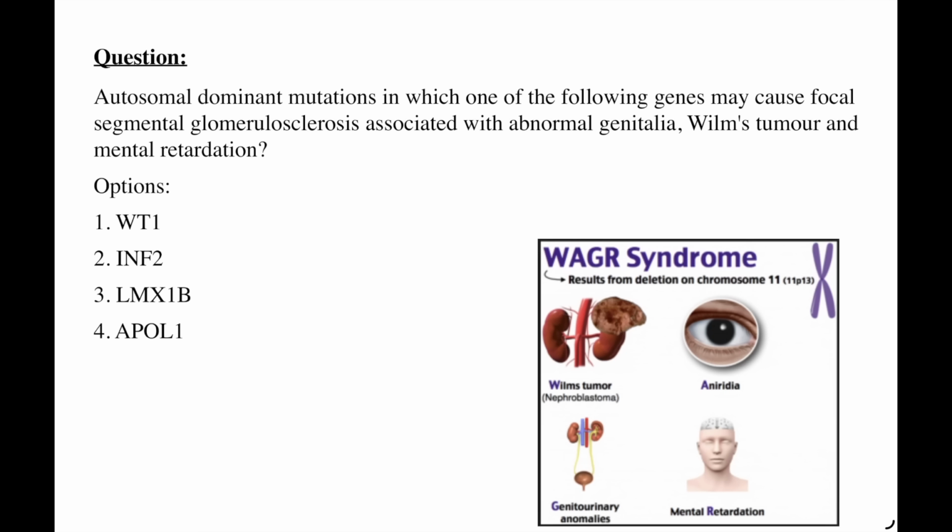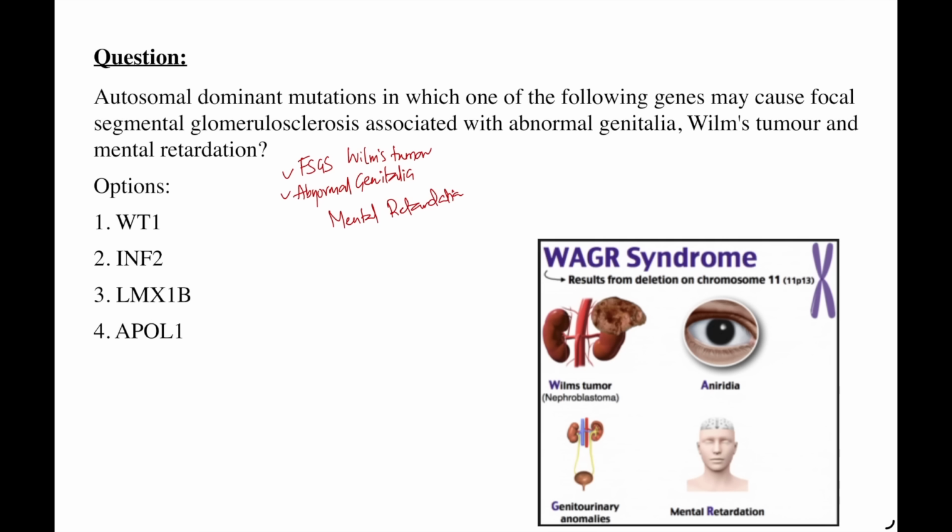Now question number 4: autosomal dominant mutations in which one of the following genes may cause... What are the conditions they give? One is FSGS, that is focal segmental glomerulosclerosis, abnormal genitalia, Wilms tumor, and mental retardation.